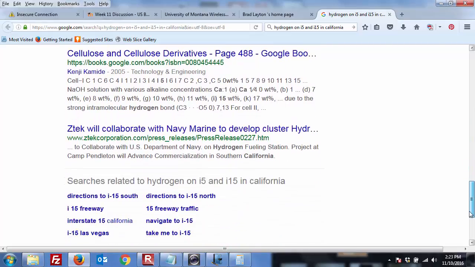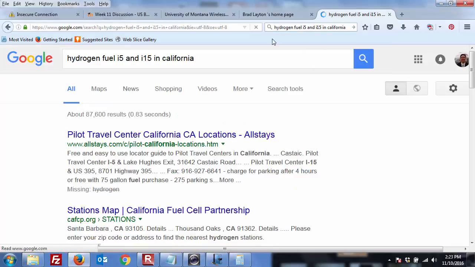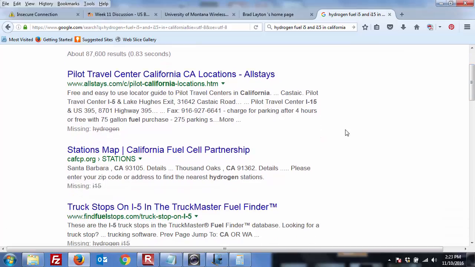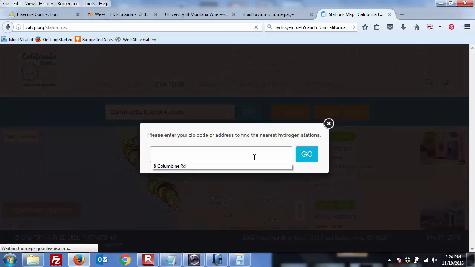Nothing in the news, nothing in the news, nothing in the news. Oh, maybe this is it. Let's check it out. Okay. Stations map. Fuel cell partnership. Find the nearest hydrogen stations. Well, let's just start out. And here's zip code 59802. Go.